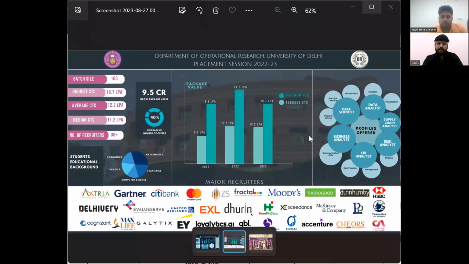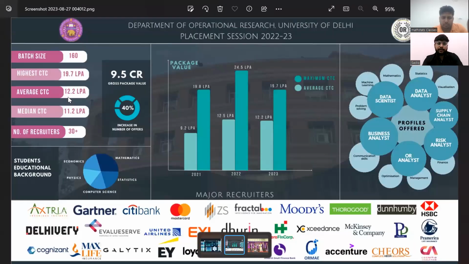This is the placement of last year, the batch that went out in 2023. You can see the average package is around 12.2 lakh per annum. Median is around 11.20 lakh per annum. The number of recruiters is 30 plus, and the highest is 19.7 lakh CTC.